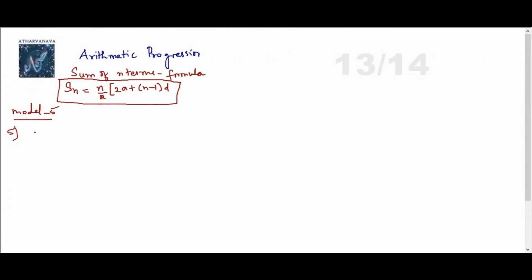Today we will see one more model under the category of the sum of n terms formula. We'll deal with this question a little differently in the beginning itself. Say for instance, I'll give the question and I'll give the options. Try to guess the answer. Anyway, we'll do the solution for it. Yes, let's start the question.